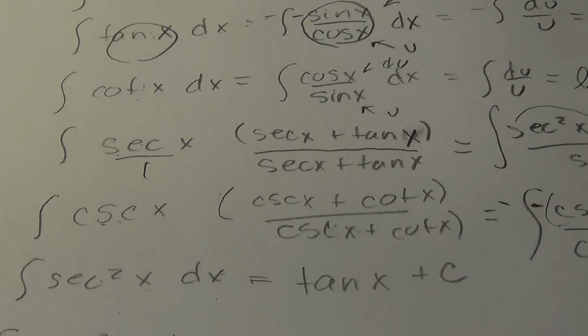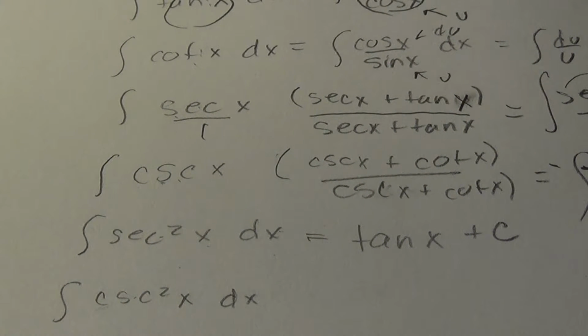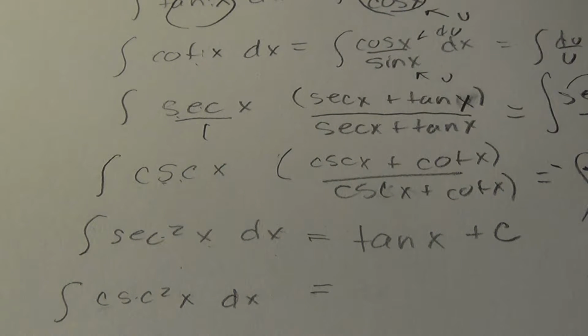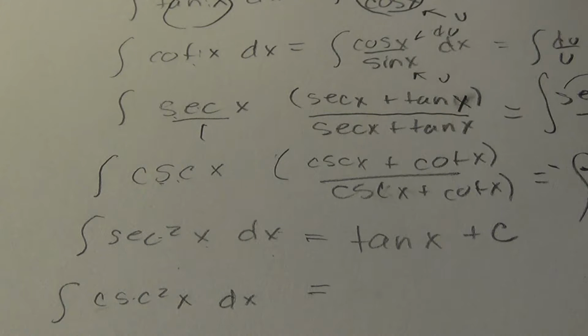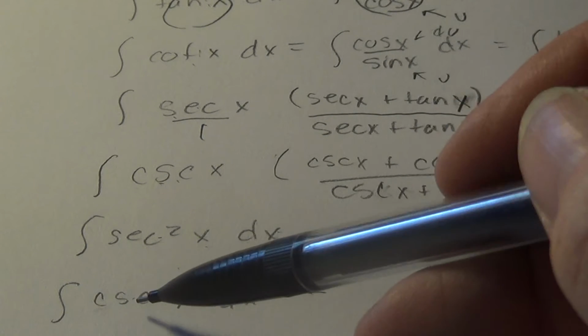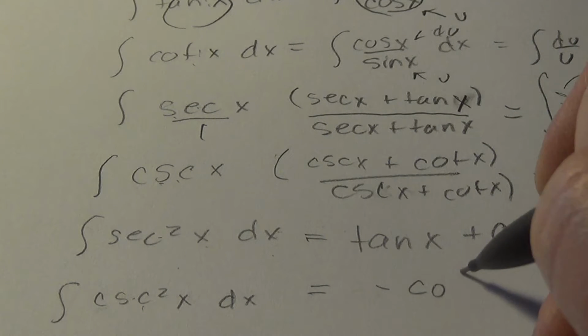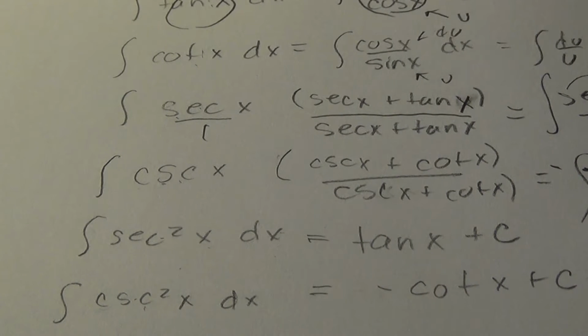In like manner, can you figure out what the integral of cosecant squared x is? Well, from derivative land, we recall that the derivative of cotangent is negative cosecant squared x. So if I just have positive here, I end up with a negative cotangent x plus c.